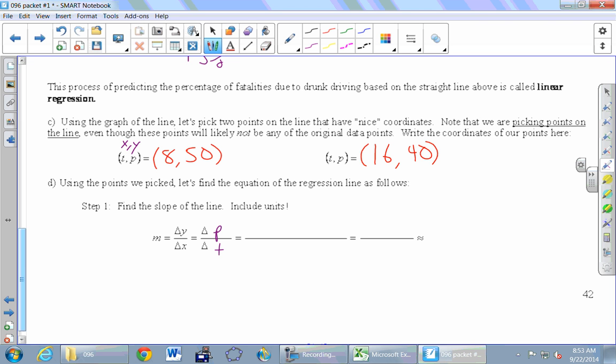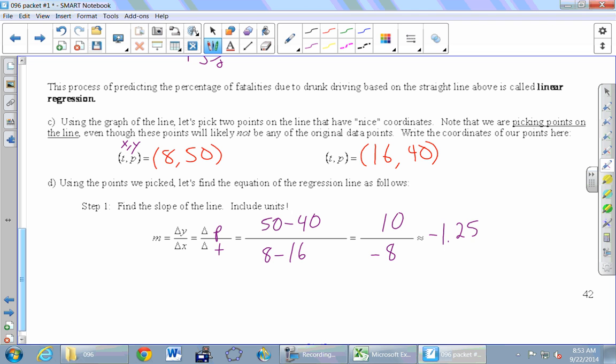Okay, so let's start calculating. So change in p, what I'm supposed to do is take the p values, the second numbers, and we'll do what with them? Subtract them, so we'll do 50 minus 40, say. And then downstairs, 8 minus 16, that's the right order. As soon as you commit to an order on top, you got to stay with that same order on the bottom. All right, so upstairs we got a 10, downstairs negative 8. So altogether, what is that? Negative 1.25?